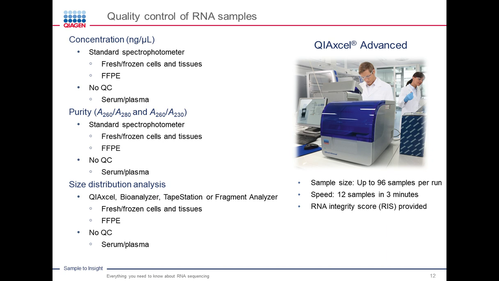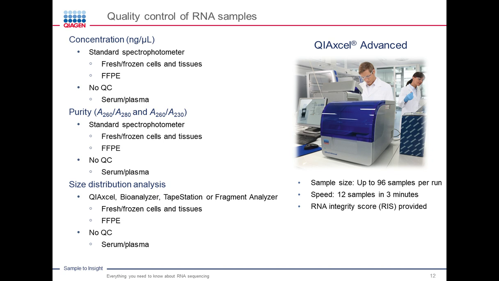So for purity, this is your classic 260/280, 260/230 ratios. Again, we recommend a standard spec. And for size distribution analysis, we recommend the QIAxcel or the Bioanalyzer, the TapeStation, or the Fragment Analyzer, or something along those lines. And again, we recommend these for cells, tissues, and FFPE samples.